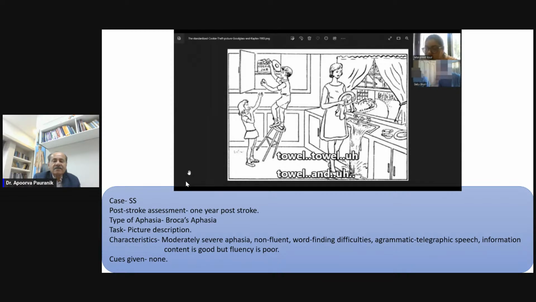Towel, and agrammatic speech. Only the content words. Plate, clean, towel, clean, wash basin, but no verbs, no conjunctions, no articles. It's a classical example of Broca's aphasia.